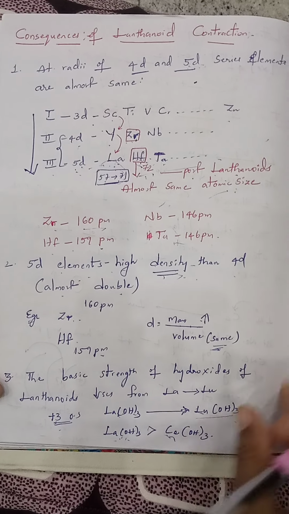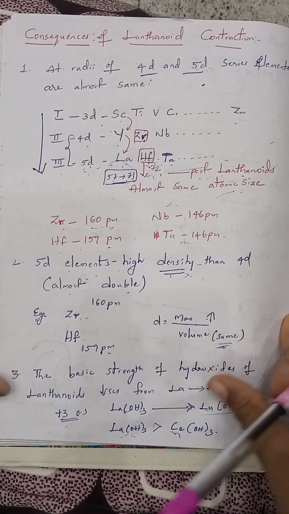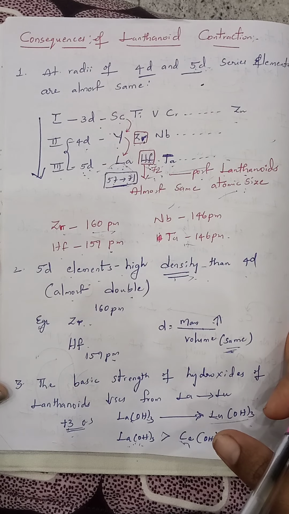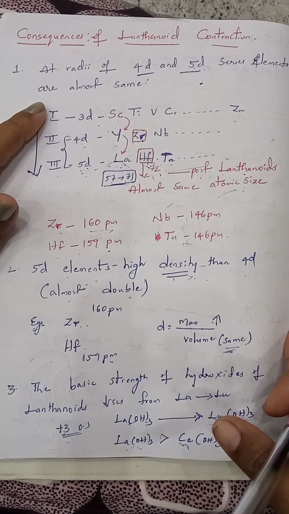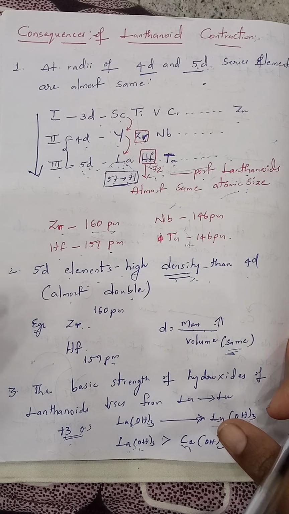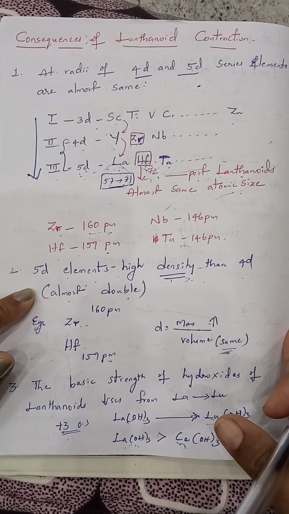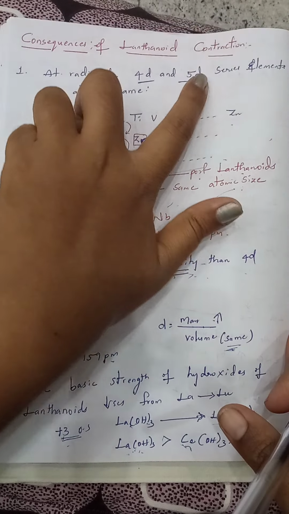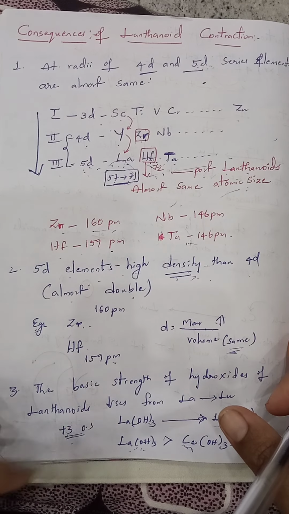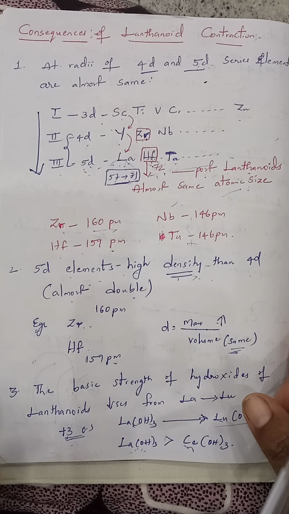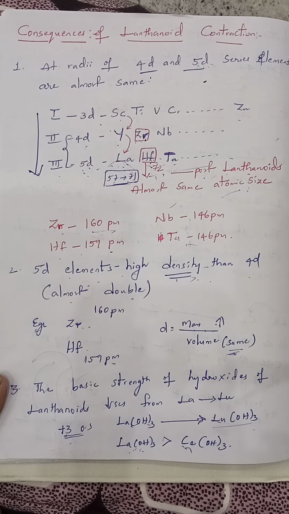Understand? So that is about the three important consequences of lanthanide contraction, which is very important for 2 marks or 3 marks. Atomic radii of 4D and 5D series elements are almost the same, due to lanthanide contraction, and 5D series elements have higher density than the 4D series. This is also due to lanthanide contraction. Finally, basic strength of hydroxides of lanthanides decreases from lanthanum to lutetium. Now we'll see the last property.